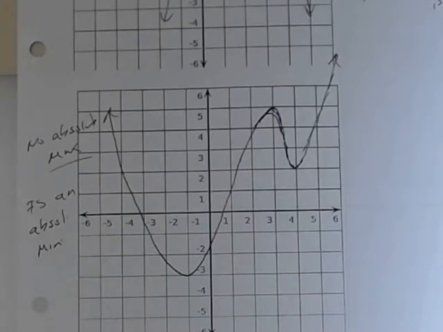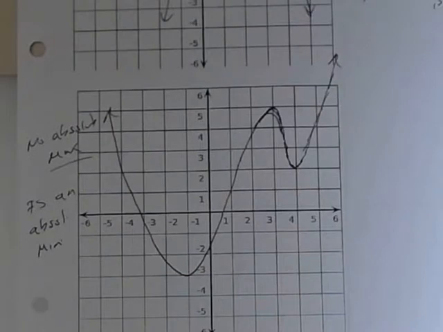Now, in this course, we're not talking about absolute, but I need you to understand the difference between absolute and relative. You're going to talk more about absolute when you get into either business calculus or science calculus.